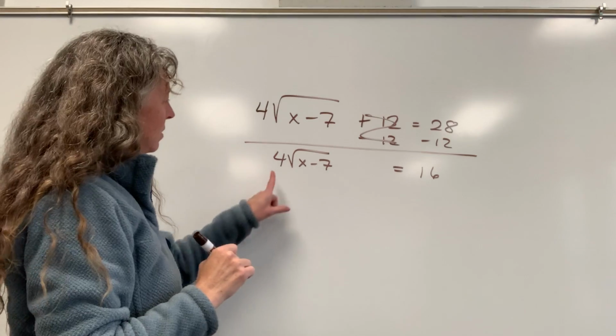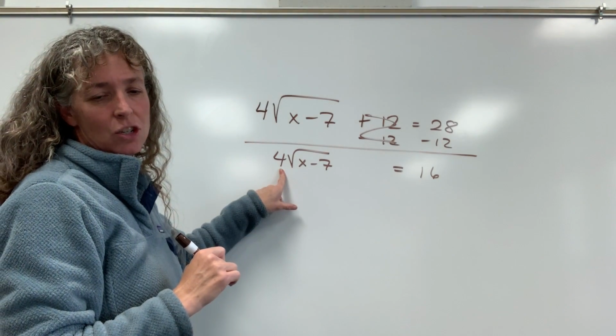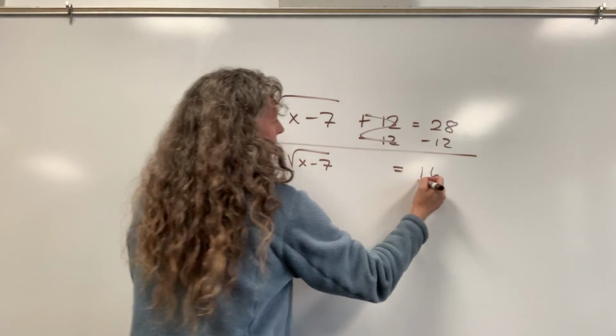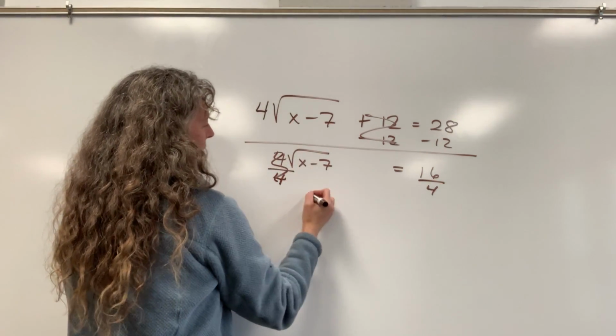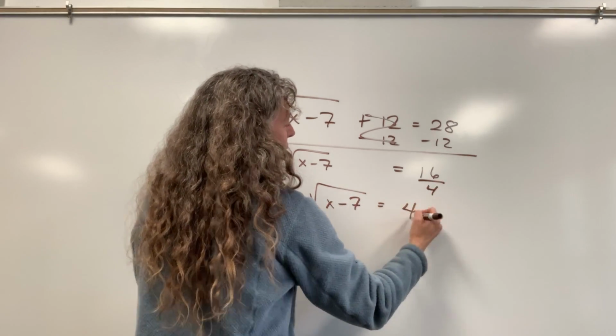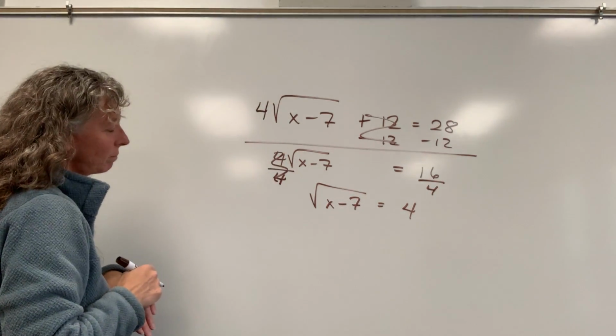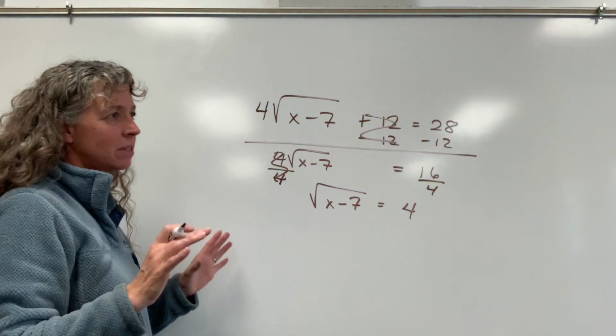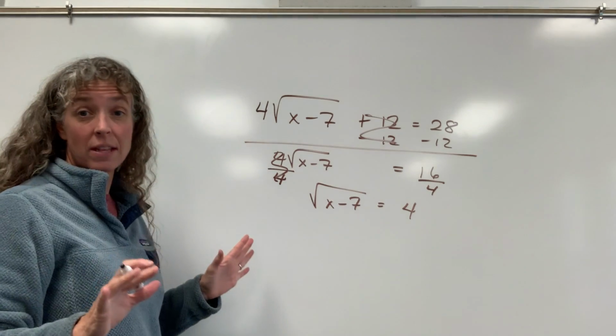Okay, now this is multiplying, right? So our next job is to get rid of this. Opposite of multiplying is divide. Both sides to be fair. We still have root x minus 7, and it's going to equal 4. Now, all that's left on this side is a square root. So now is the time when we get rid of the square root, because that's all that's left over there.